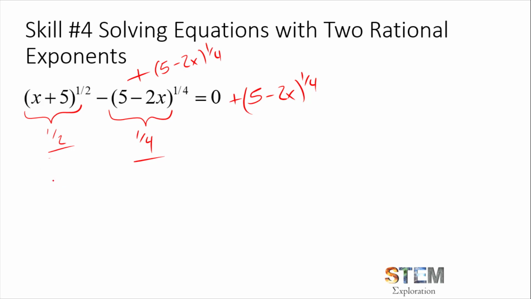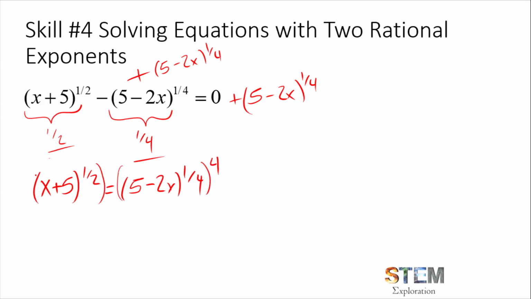So the situation that we would get here is we'd have x plus 5 to the 1/2 power equal to 5 minus 2x to the 1/4 power. And now that we're in this situation, what we need to do is we need to get the rational exponents to equal some type of whole number. So the easiest way to do this is to just simply look and go, all right, like, what can I multiply 1/2 and 1/4 by in order to get some whole numbers? Well, I see that 2 goes in the 4 twice. So what I'm going to do here is I'm going to multiply both sides to the 4th power.